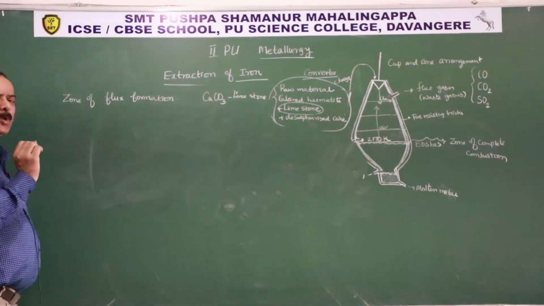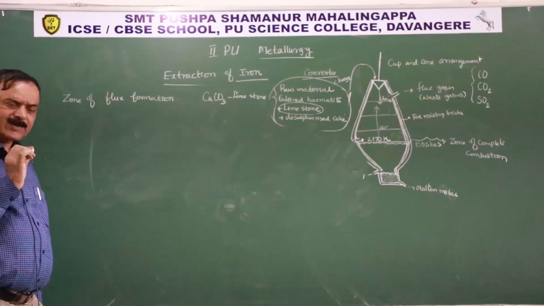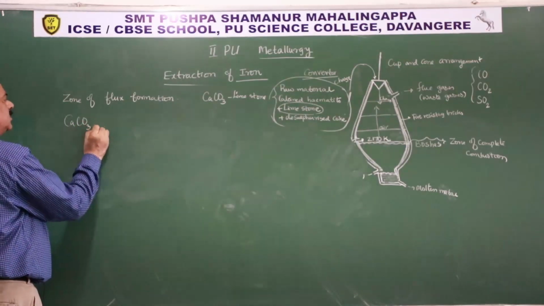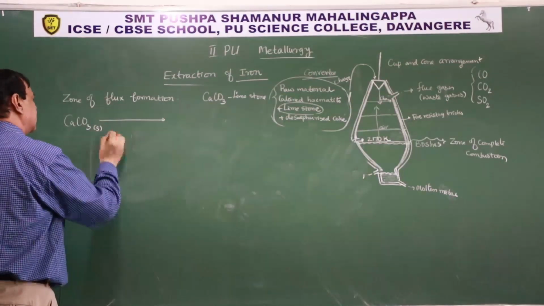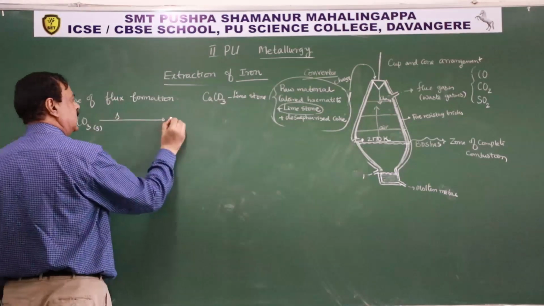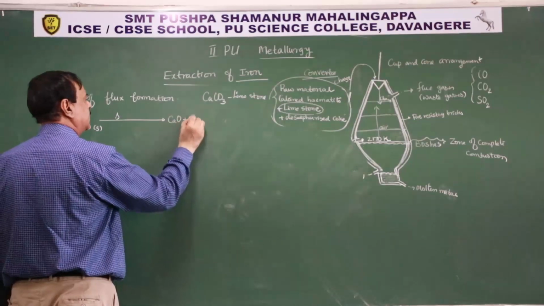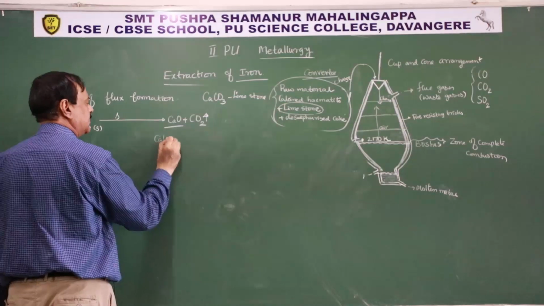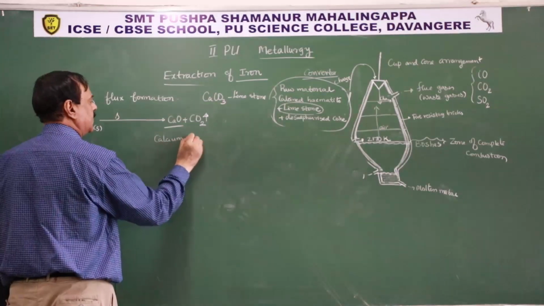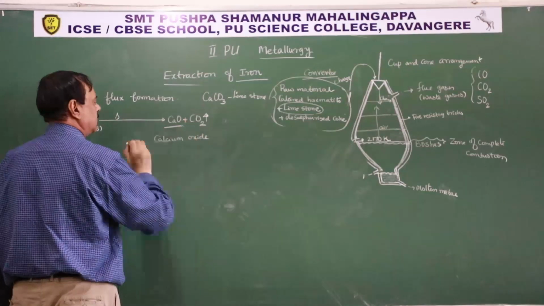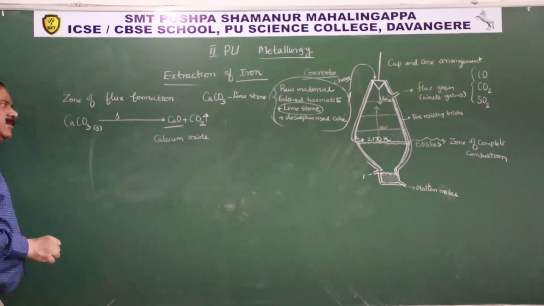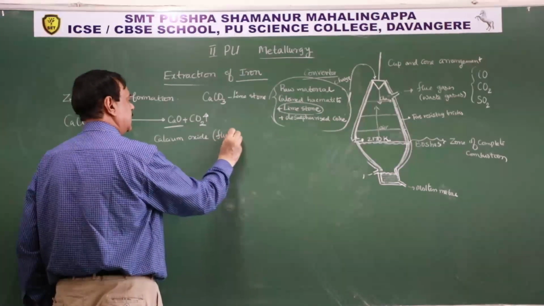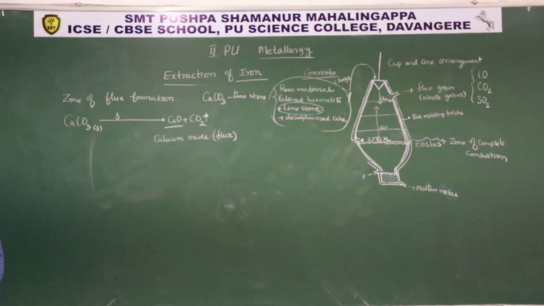Calcium carbonate alone does not act as a flux, because it decomposes at high temperature and gives rise to calcium oxide and carbon dioxide. This calcium oxide is called the flux, often called lime. It is the flux during the metallurgy of iron.